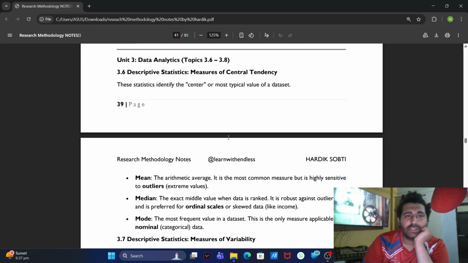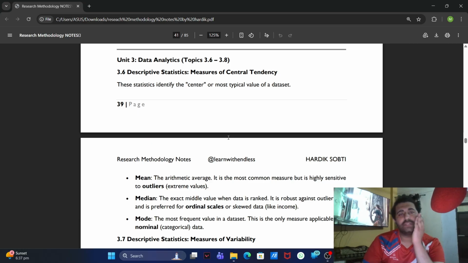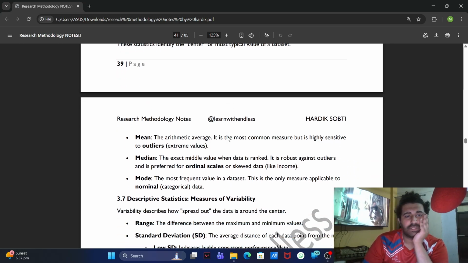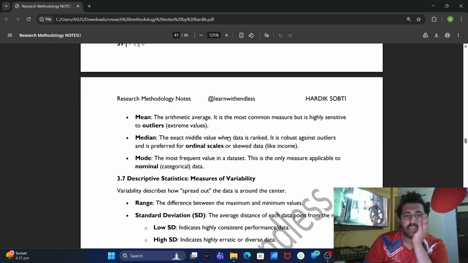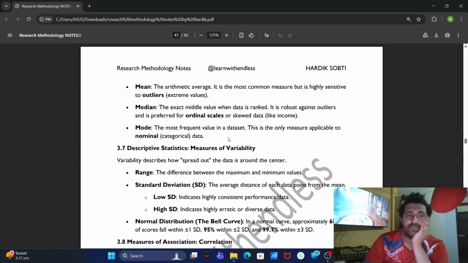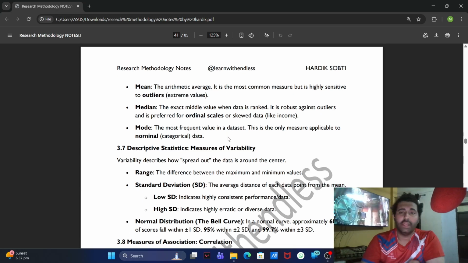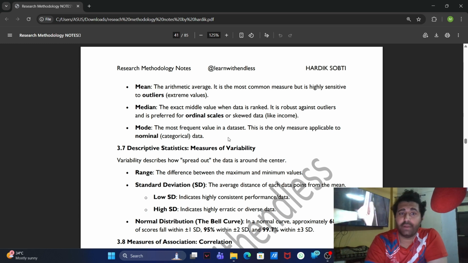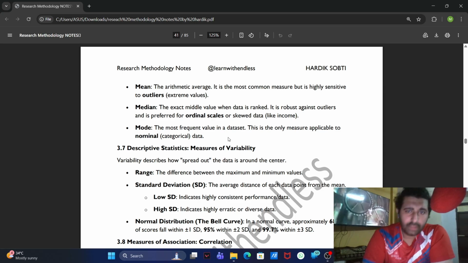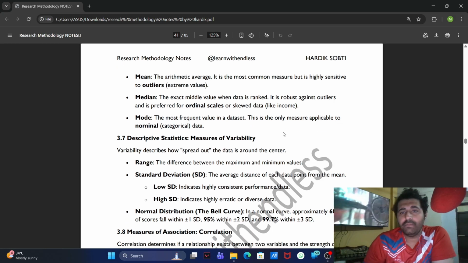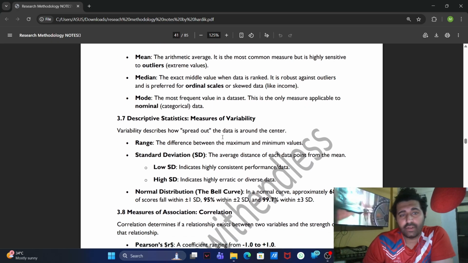Next topic, descriptive statistics: measures of central tendency. Central tendency identifies the center or most typical value of a data set. Mean: the arithmetic average, the most common measure but highly sensitive to outliers, extreme values. Median: the exact middle value when data is ranked. It is robust against outliers and is preferred for ordinal scales or skewed data like income. Mode: the most frequent value in a data set. This is the only measure applicable to nominal categorical data.